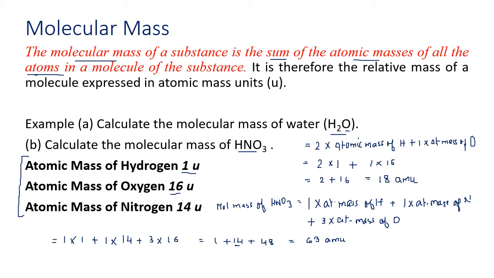So this is how we look at molecular mass. To calculate the molecular mass, we should know the atomic mass of the atoms. Molecular mass, you can see, is the relative mass of a molecule expressed in terms of atomic mass units called AMU, or now you can just write it as u units.